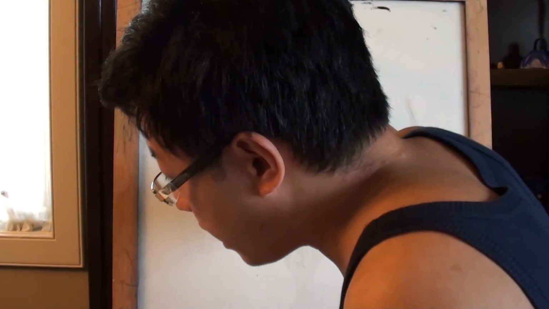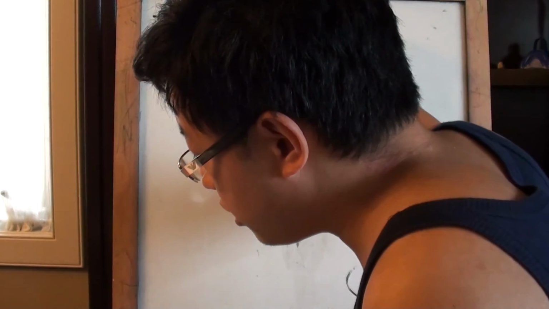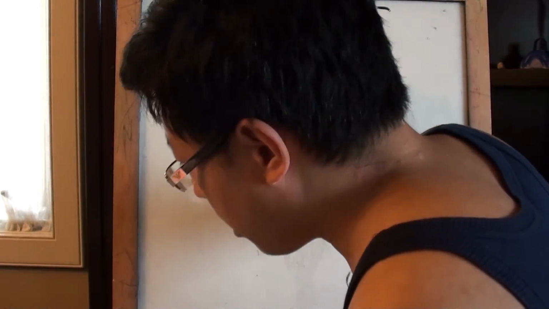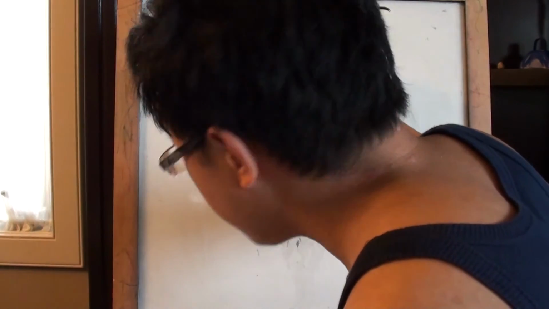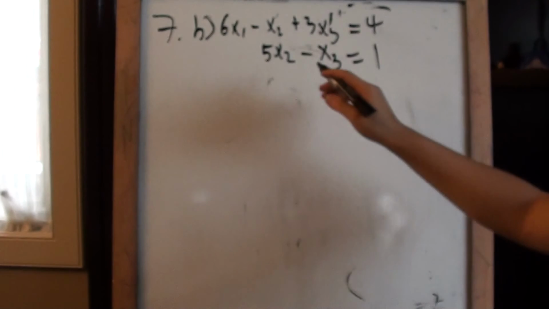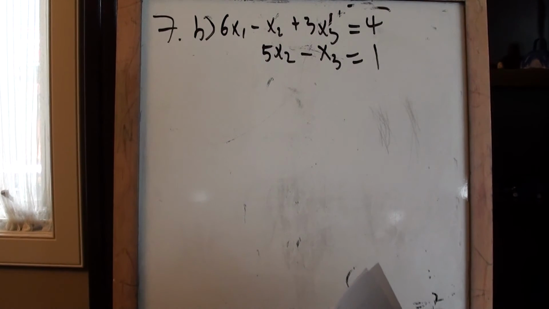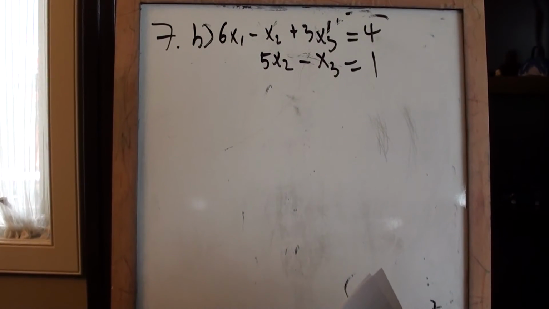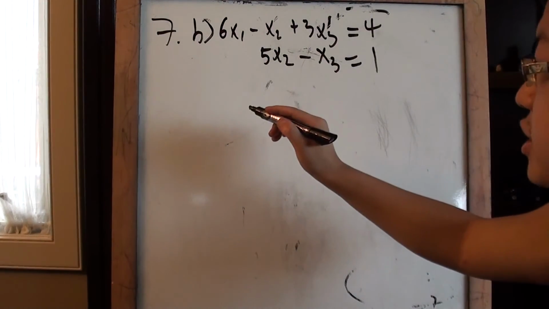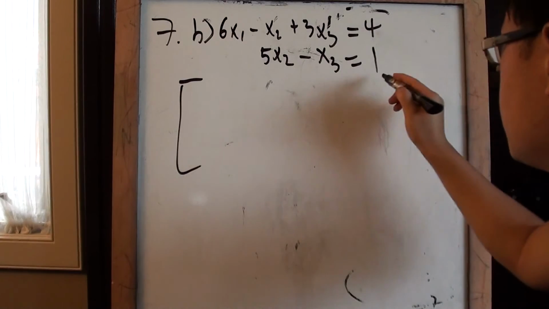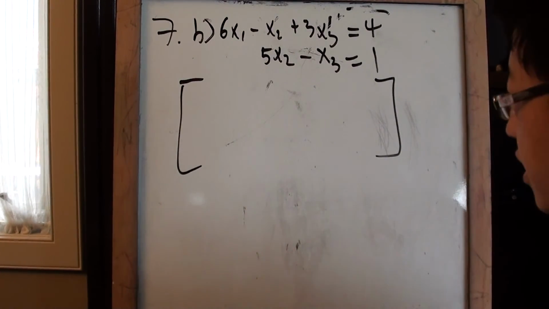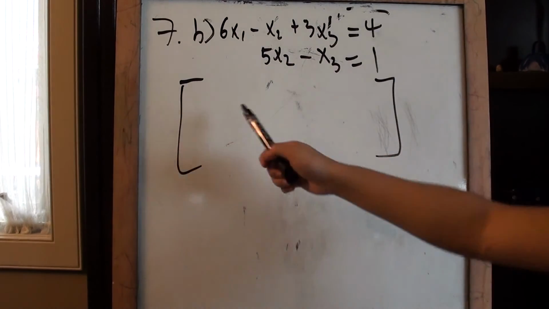So it's going to be 6x1 minus x2 plus 3x3 equals 4, and 5x2 minus x3 equals 1. Right? Okay, so that's that. So again, now we're putting it in matrix format, right? So now we want boxes.